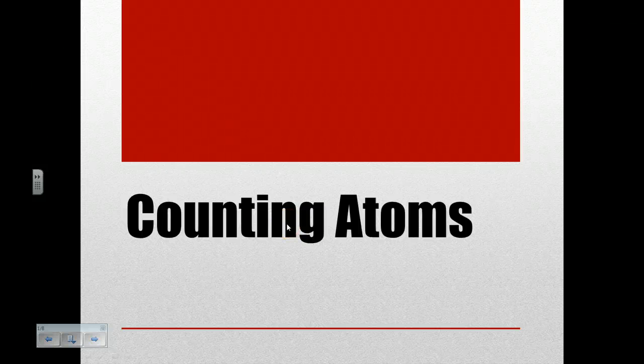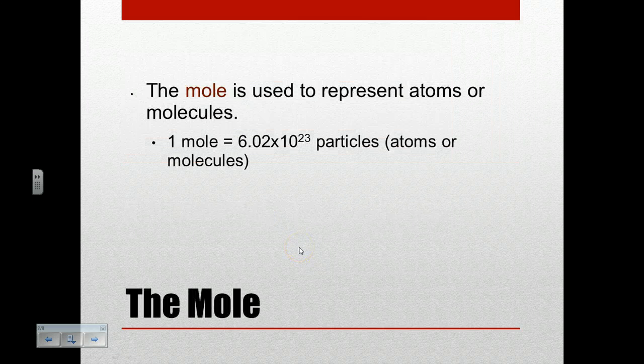In chemistry, we need to sometimes be able to count atoms. And since atoms are so incredibly tiny, we don't have a way to individually pull atoms out. We can't say, here's 5 atoms. That's too small for us to be able to use. But we do need that ability to count the atoms. So what we do is we have a unit called the mole.